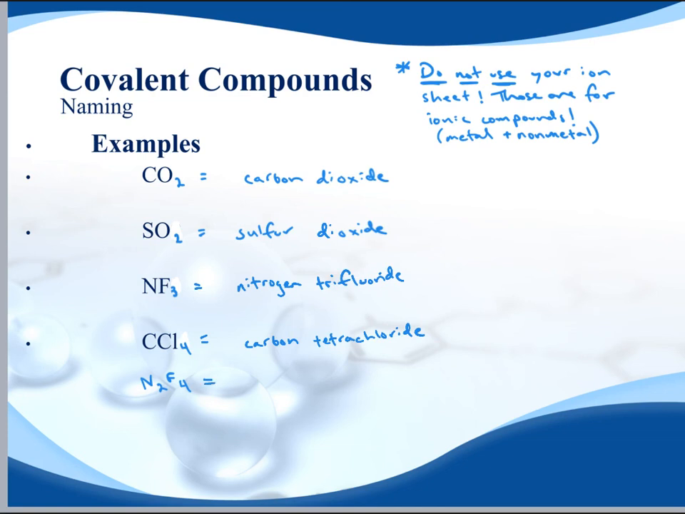Last example here, N2F4. First element is nitrogen. Second element is fluorine, so that'll be fluoride. Change the suffix to "ide". This time I do have something other than just 1 of my first element. So this would be dinitrogen, and the 4 for fluoride would be tetrafluoride, dinitrogen tetrafluoride. And that's it.